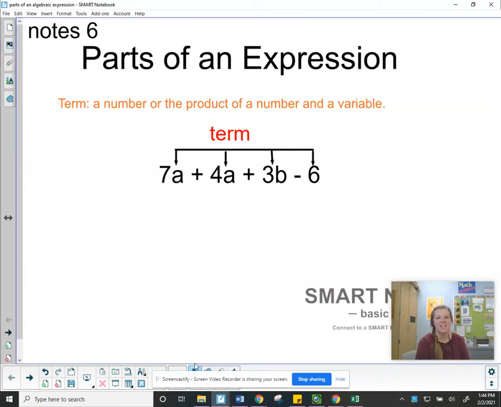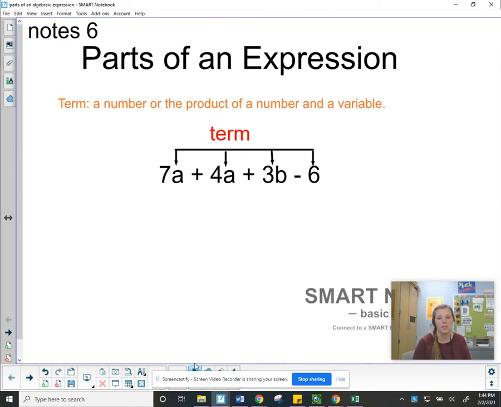Hello, we're going to take note 6 on the parts of an expression. We've been working so far this quarter since the beginning of January on expressions. We know that an expression is just half of an equation. It's just letters and numbers that are added or subtracted or multiplied, divided. It just has no equal sign.